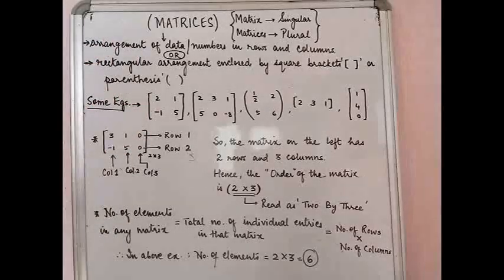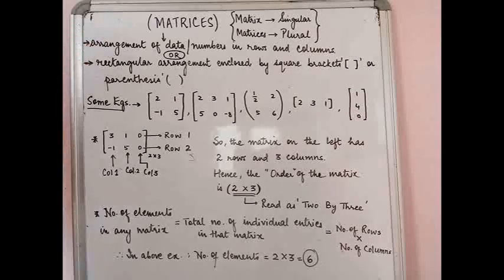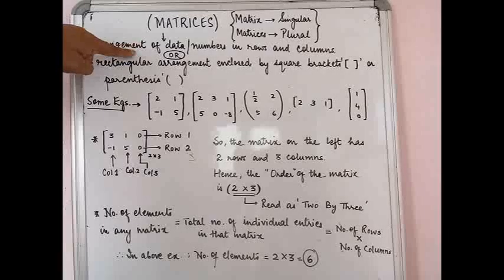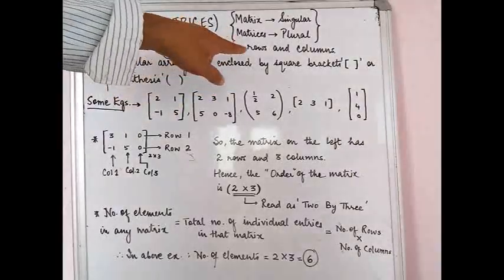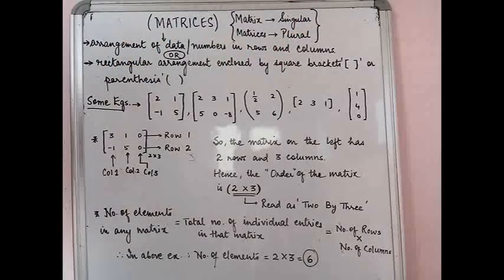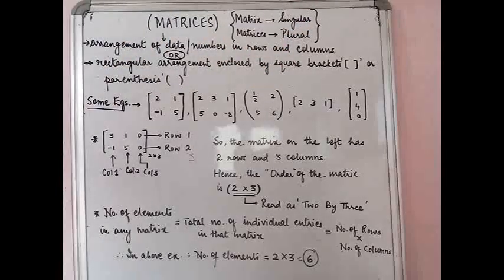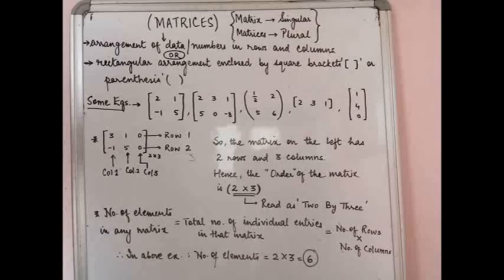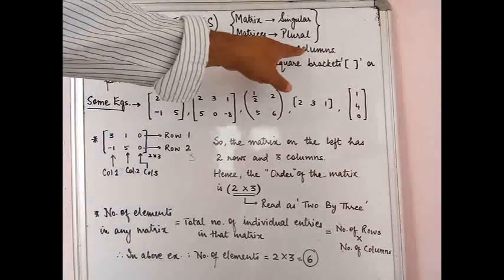Now again the obvious question is, what is a matrix? Here I have listed down a few explanations. A matrix is an arrangement of data or numbers in rows and columns. Just like you have some numbers, there are a number of methods of representing, listing or writing those numbers. But if you want them to be represented in a matrix form, then you have to put them in rows and columns. Please remember, rows and columns.